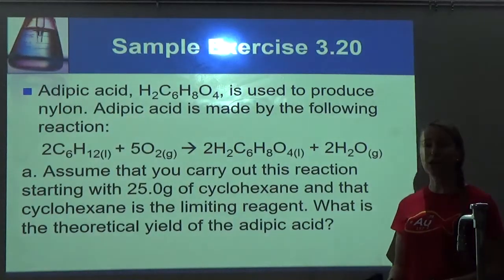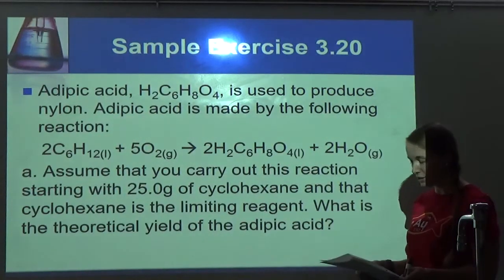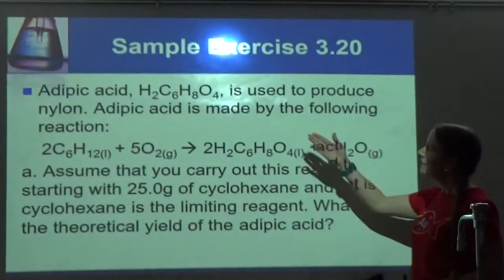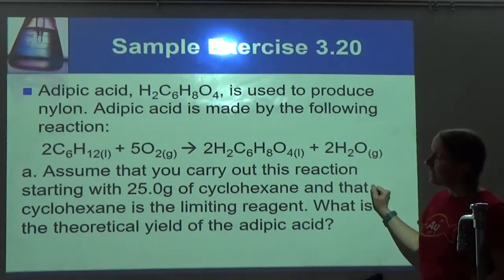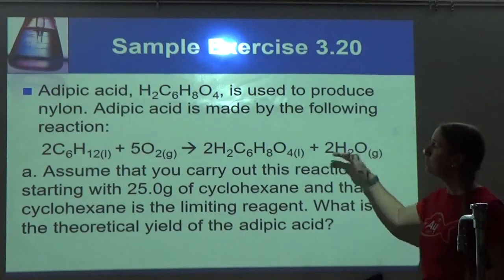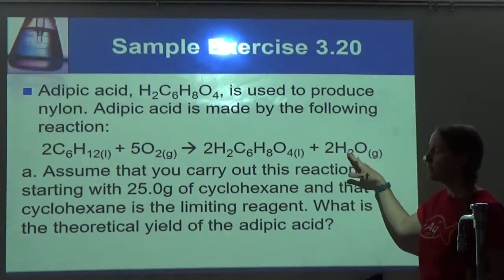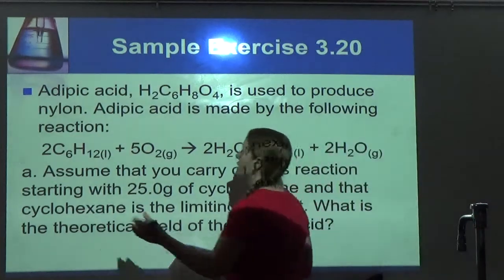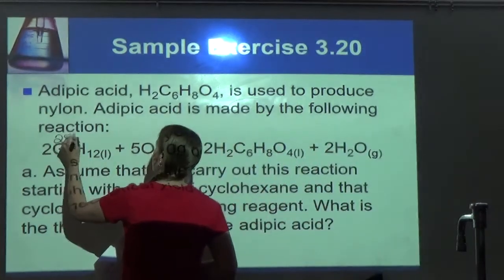So let's go ahead and jump on in. Boy, I did not leave myself a lot of room for writing up here. All right, so it says adipic acid, and there's the formula, is used to produce nylon. Adipic acid is made from the following reaction. So here's our reaction. Assume you carry out this reaction starting with 25 grams of cyclohexane. All right, so we have 25 grams of cyclohexane.